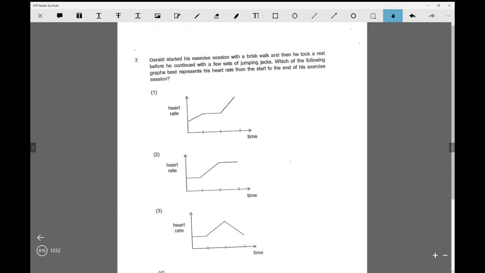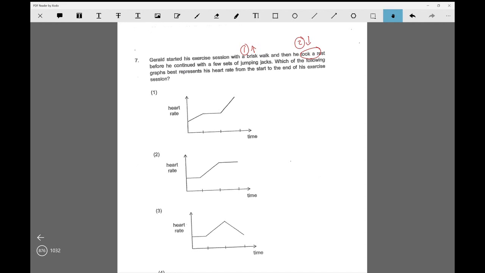Okay, let's look at what he did. First, he did a brisk walk. When you do walking, it's a form of exercise. The heart rate should increase. Then after that, he took a rest. When you take a rest, your heart rate will go down, but you won't go down all the way to 0. You go down until your resting heart rate, which for an adult is on average about 60 beats per minute. That means about 1 beat per second.